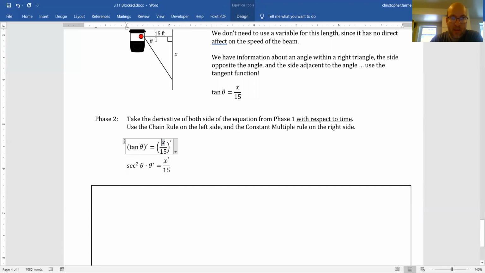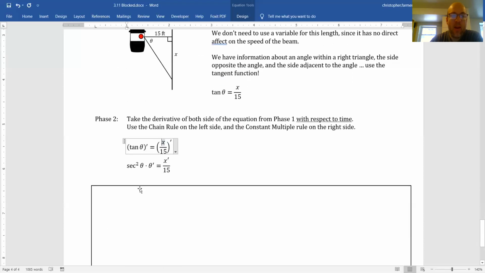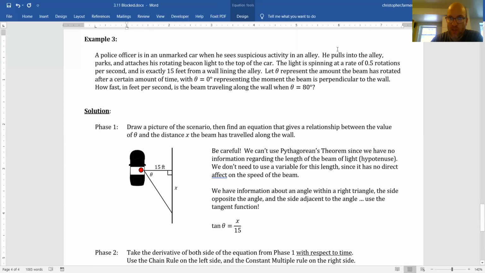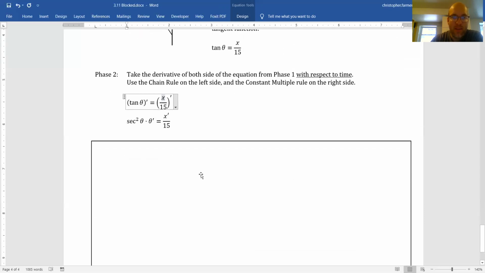plugging in our value of theta, which was told to us. We know that theta from the problem was 80 degrees. We need to plug in theta prime, the rate of change of that angle. Well, be aware up here, the rate of change of that angle is going to be 0.5 rotations per second. We just have to do a little bit of unit conversion. And then finally, x prime is the rate of change of this distance x, which is the speed that we're looking for.